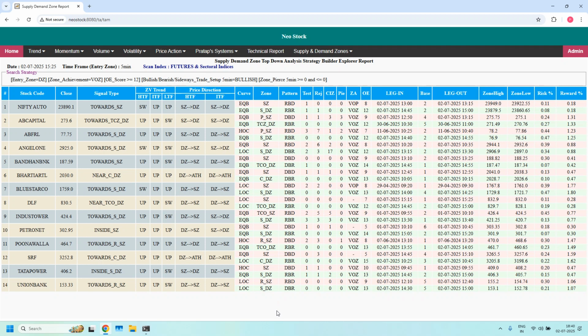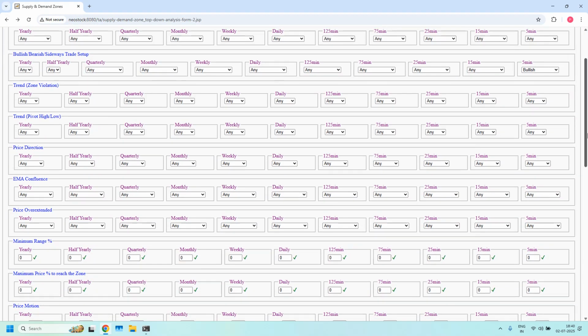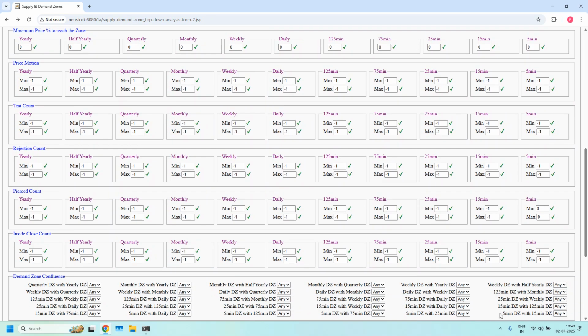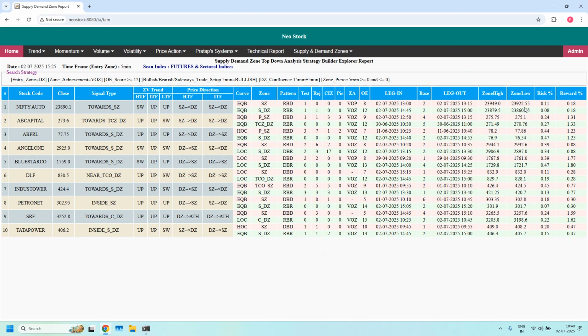Out of these 14, how many might be having more high probability to get success? That we will filter based on zone confluence and EMA confluence. First in the demand zone confluence, 5 minutes and 15 minutes demand zone confluence. With this filter, we got 10 stocks. In all the 10 stocks, 5 minutes demand zones are overlapped with 15 minutes demand zone, and 15 minutes trend, ITF trend, is uptrend.